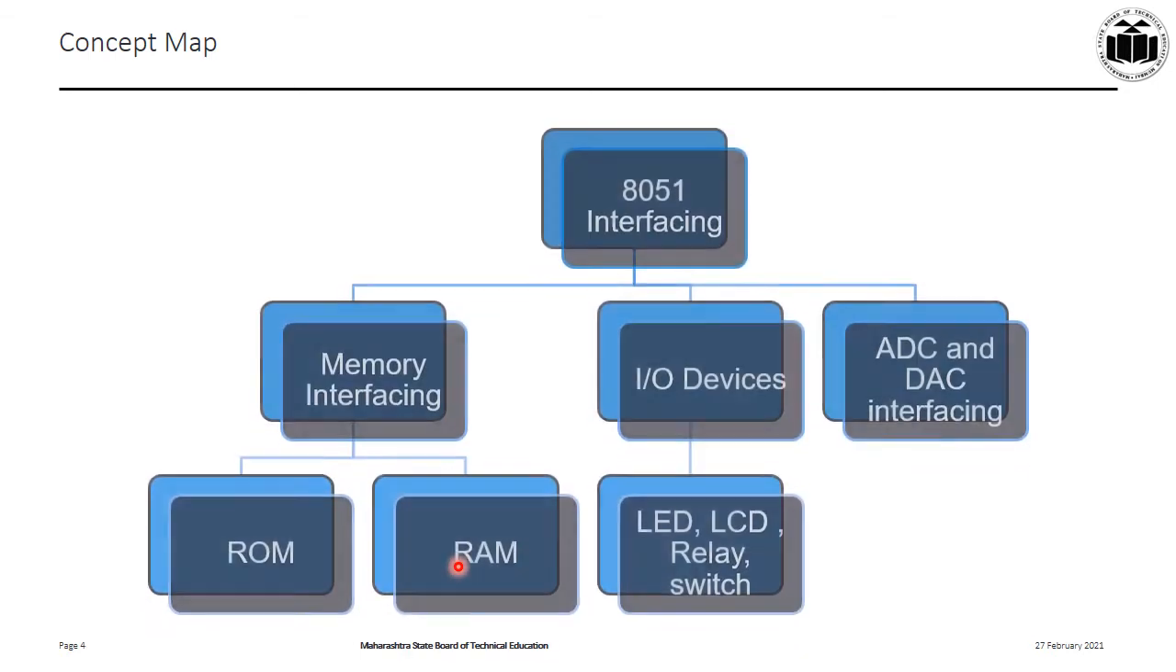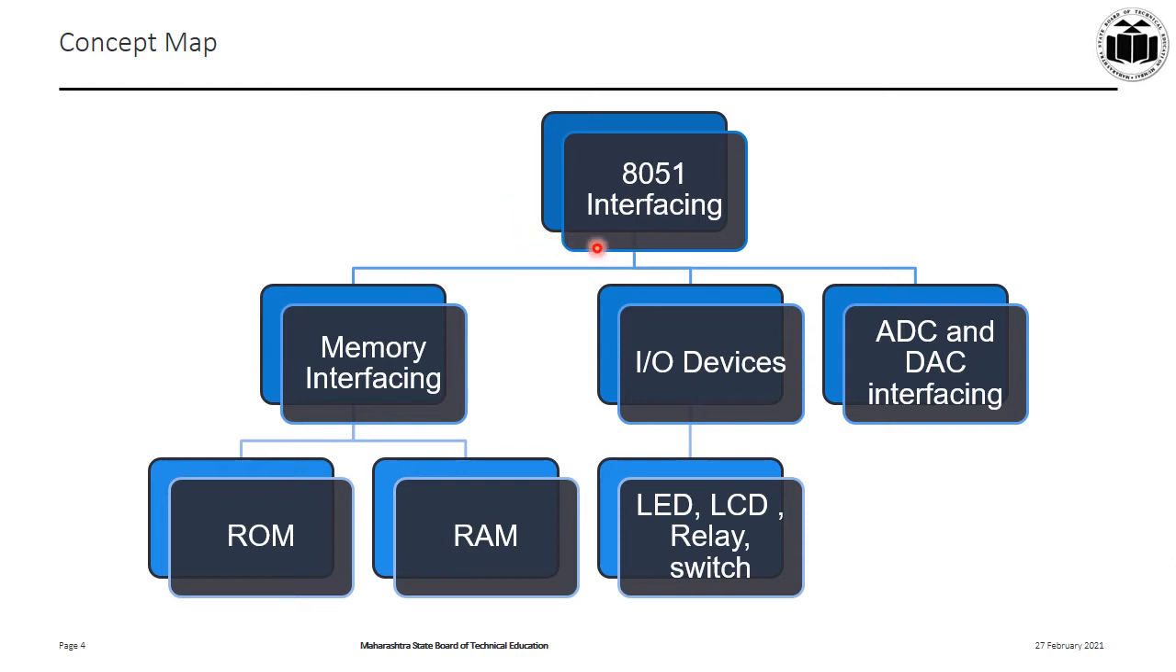Let us look at the concept map. 8051 interfacing can be divided into following subsections, that is memory interfacing, input-output devices interfacing, and interfacing of ADC and DAC. This presentation will focus on memory interfacing, that is ROM and RAM.